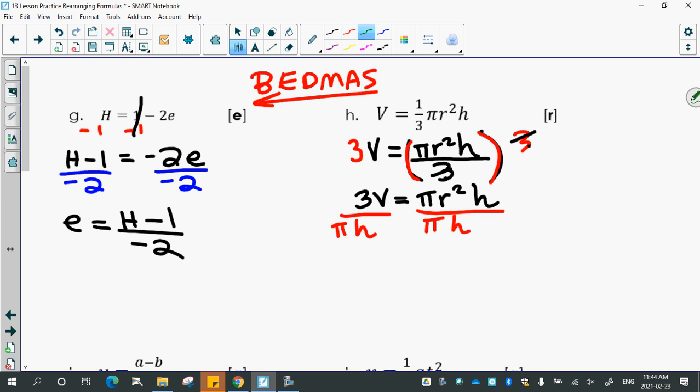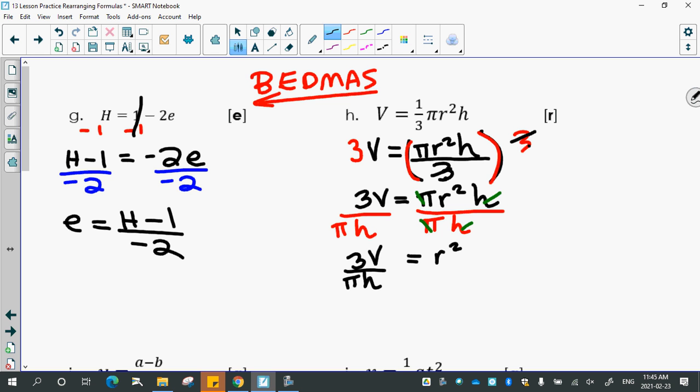So I'm thinking pi divided by pi is 1, h divided by h is 1, so all I'm left with on this side is r squared. On the other side I've got 3v divided by pi times h. Don't know what that is, so just leave it like that.